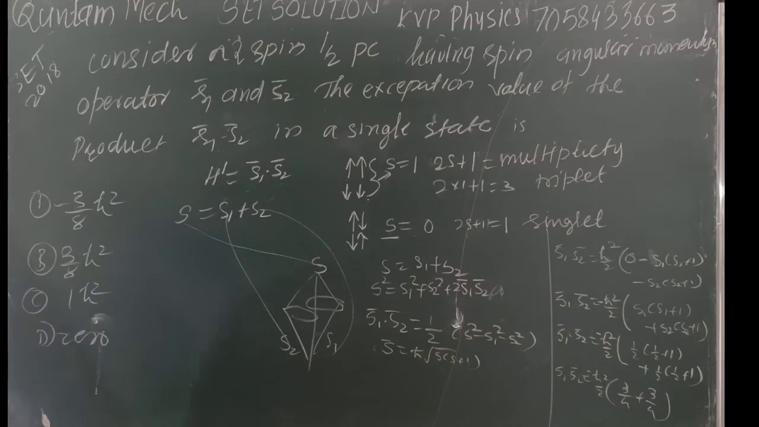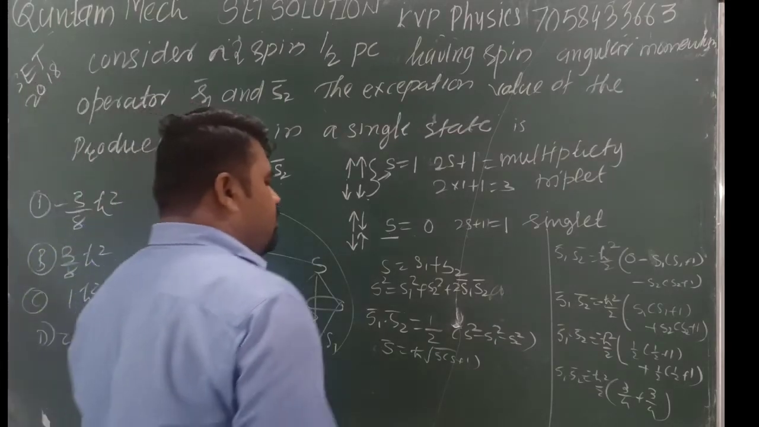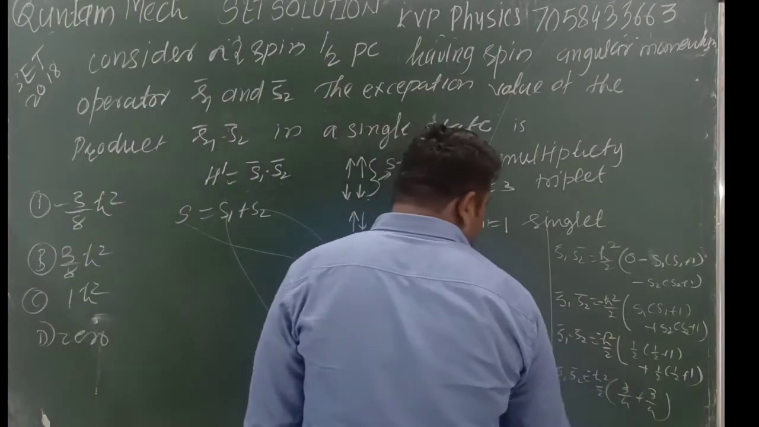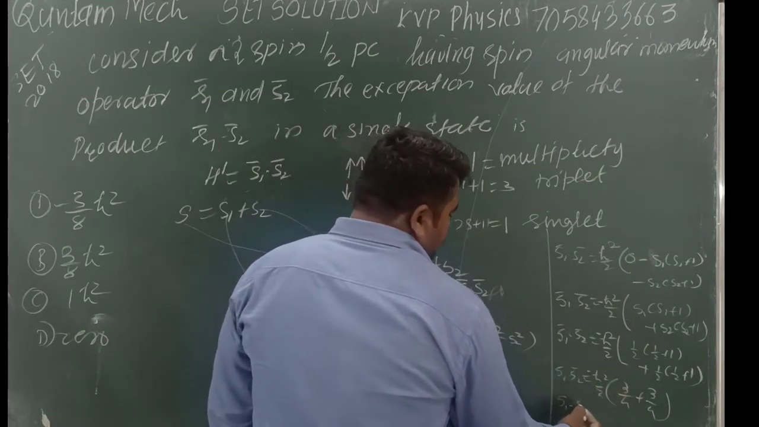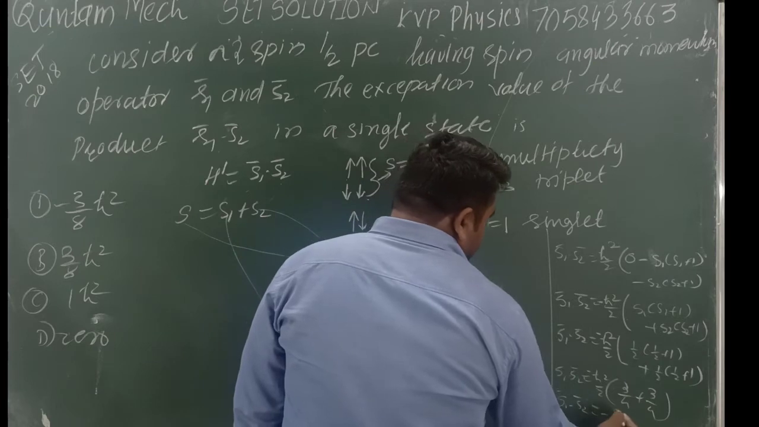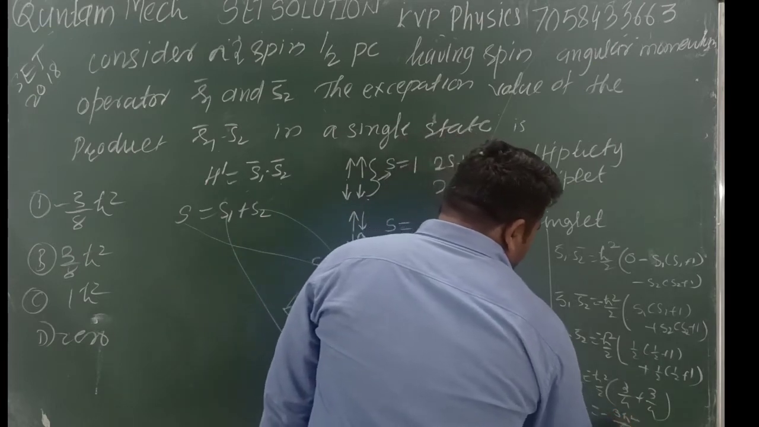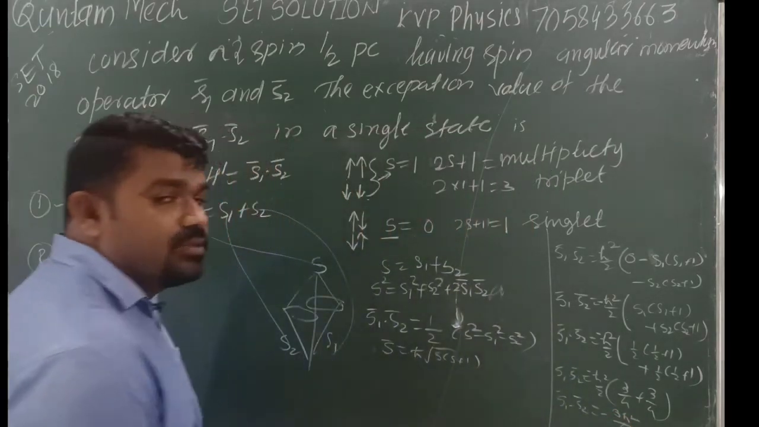3 by 4 plus 3 by 4 is 6 by 4. The 2 gets cancelled. Means S1 bar dot S2 bar is equal to how much? Minus 3 H cross square upon 4.